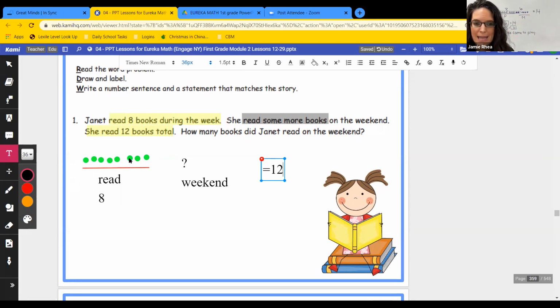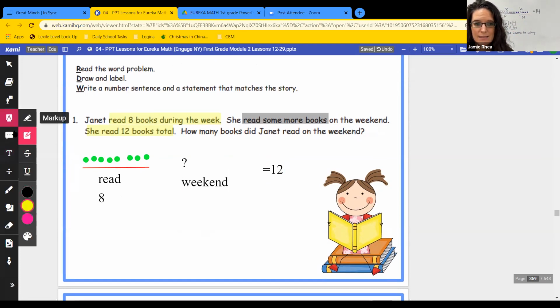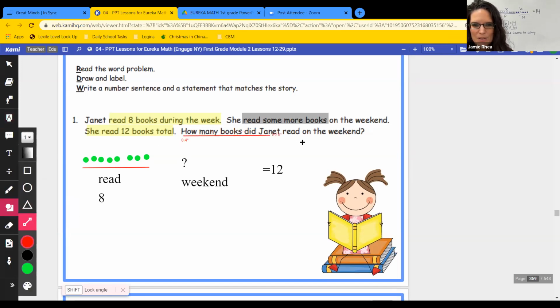Okay, so she read 8 books during the week. There's one part. She read some books over the weekend. That's another part. And she read 12 books total. Okay, that's my total. It says it right there. Now, it's asking me a question. How many books... Well, if I can't get it to highlight, guys. What's going on? Okay, I guess I'm not underlining it today. Let's try this. Here we go. How many books did Janet read on the weekend is what it wants to know.